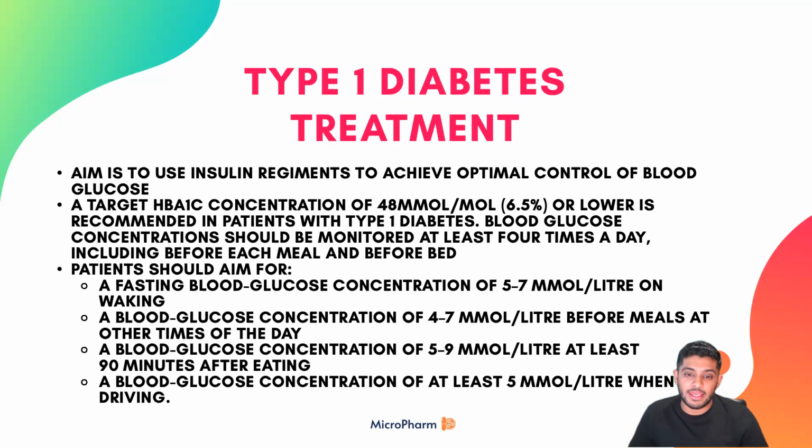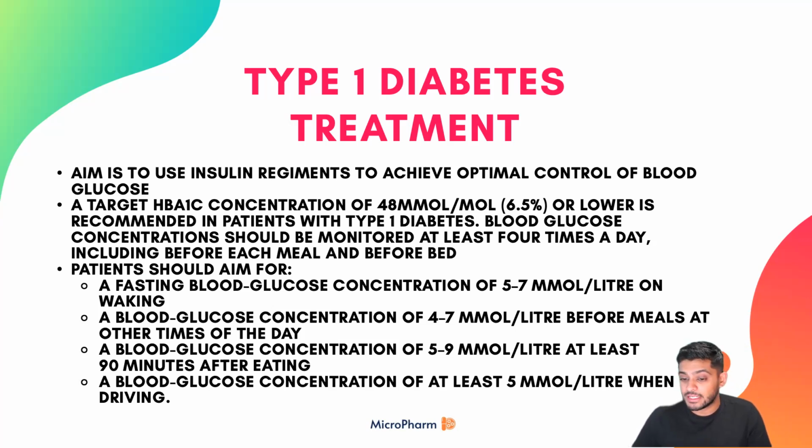So the aim when you're treating someone with type 1 diabetes, so focusing on type 1 diabetes, is to use an insulin regimen that achieves optimal control of a patient's blood glucose readings. Ideally, you want the HbA1c concentration to be 48 millimoles per mole, and if you're using the old units, that's 6.5% or lower is recommended in patients with type 1 diabetes.